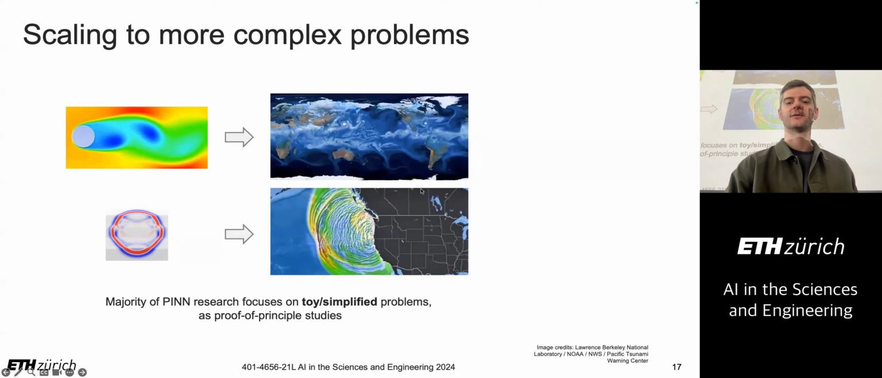So, understanding or predicting how the whole climate system evolves, or for example, how earthquakes propagate through the whole state of California. If we could solve these problems faster and more accurately, this would have a massive impact. But there's a massive difference between the left-hand side and the right-hand side.